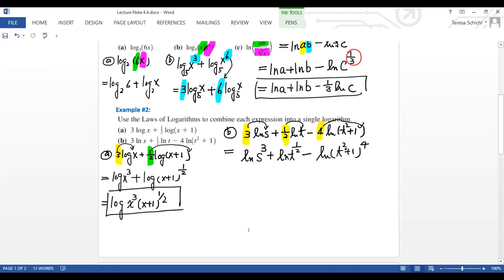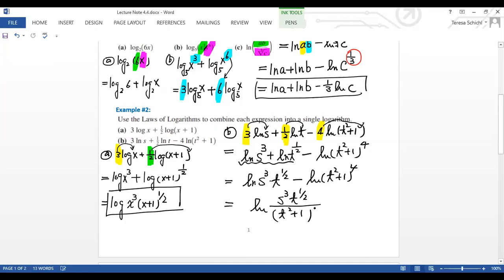Now after we bring everything back, the front of the log function is clear, so I can use my properties here. What do the first two show? This is log plus log, so it becomes the log of S cubed times T to the 1/2. Then minus the natural log of T squared plus 1 to the 4. By the log rule, you subtract, so it is the natural log of S cubed T to the 1/2 over T squared plus 1 to the 4th. You get that? Okay.